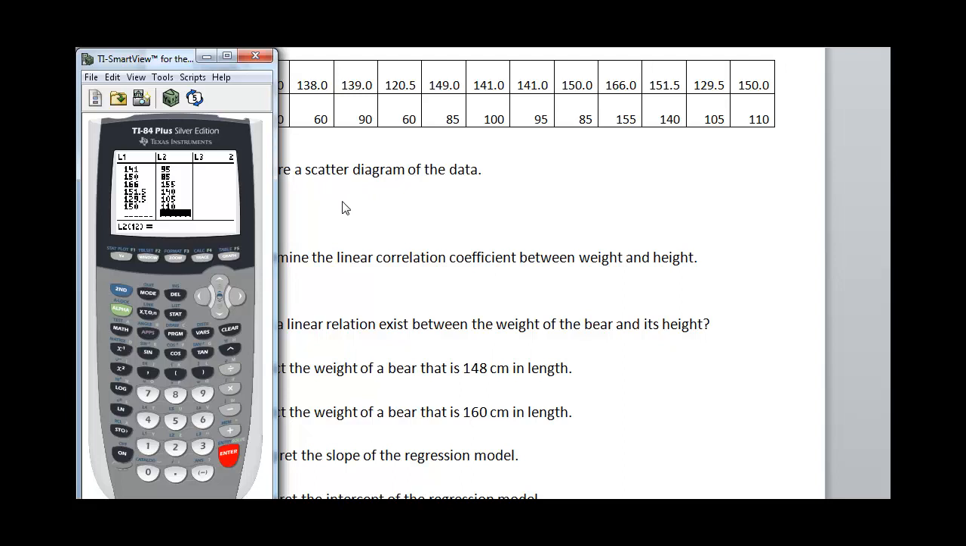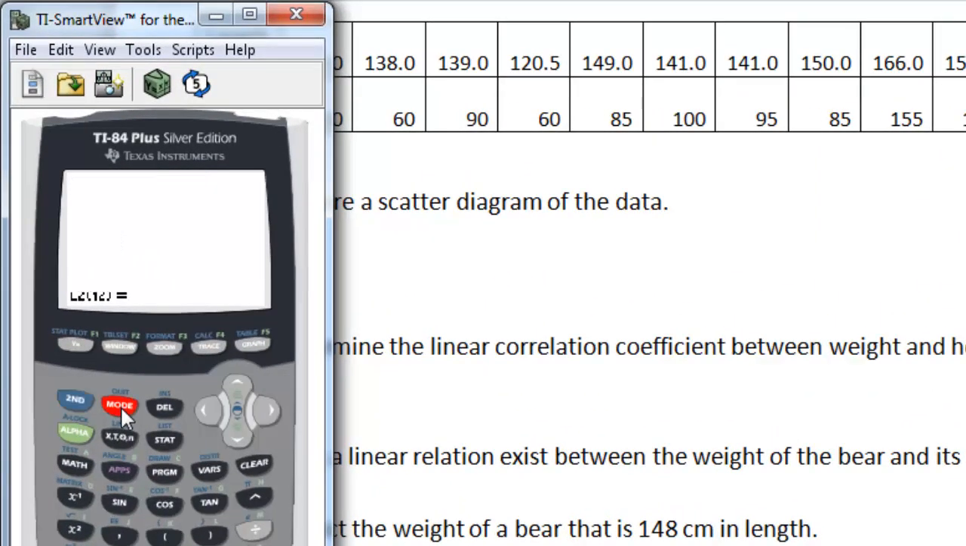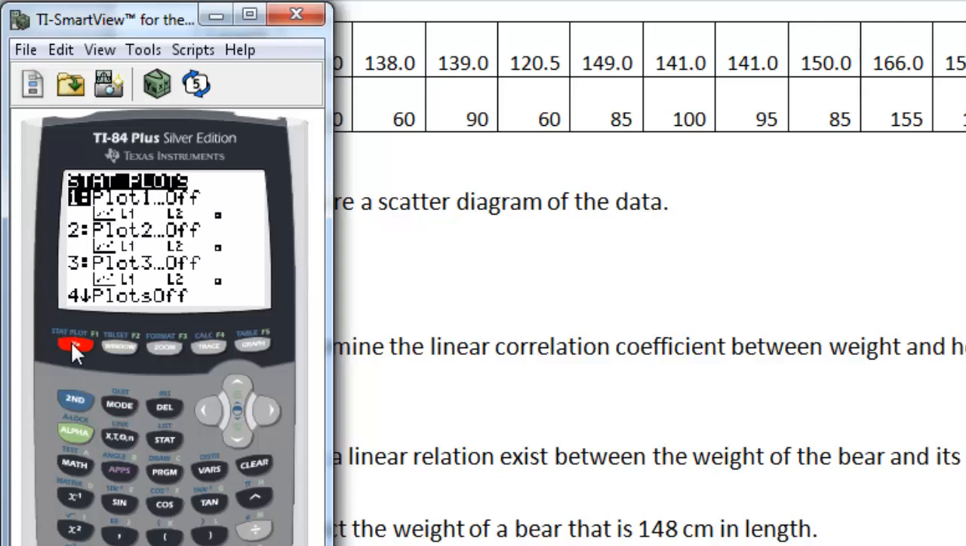The next thing I'm going to do is set up my stat plot. So I'm going to get out of here by doing second and quit. And I'm going to go to stat plot. So I'm going to hit second and the y equals key. All right, and right now you see all of these different plots that we could set up. Right now, all of mine are off.